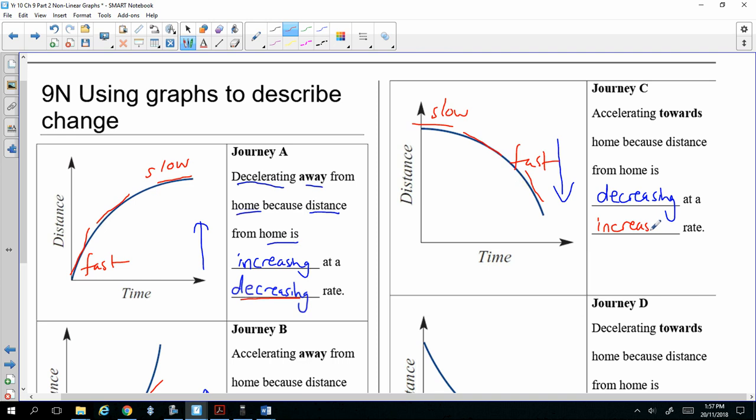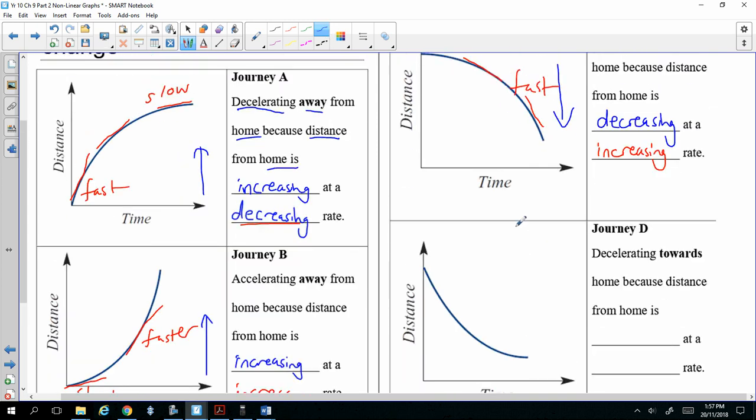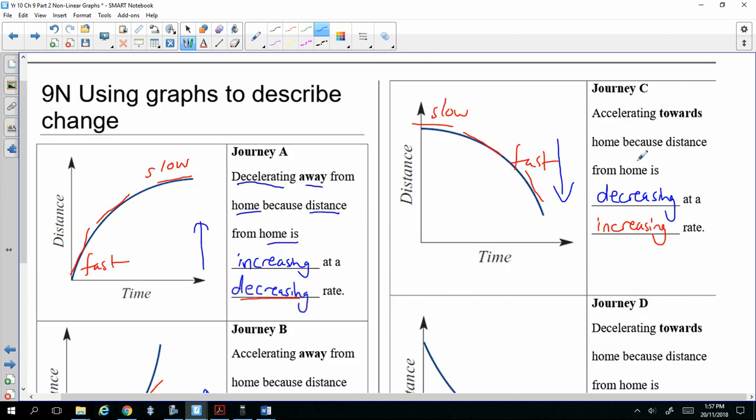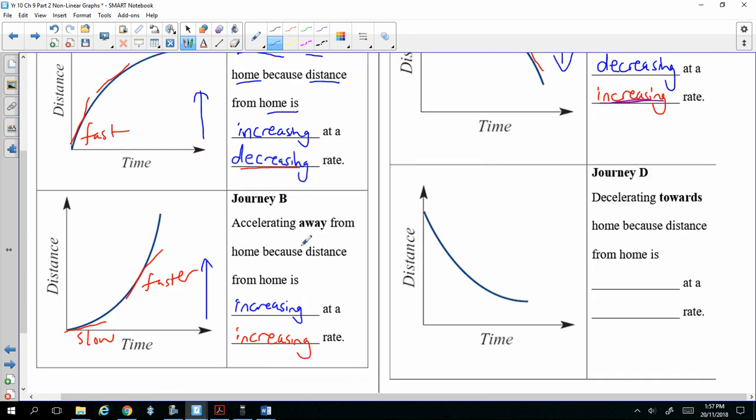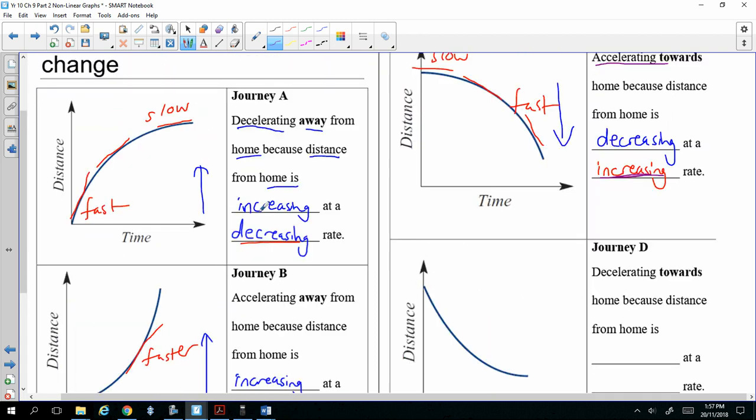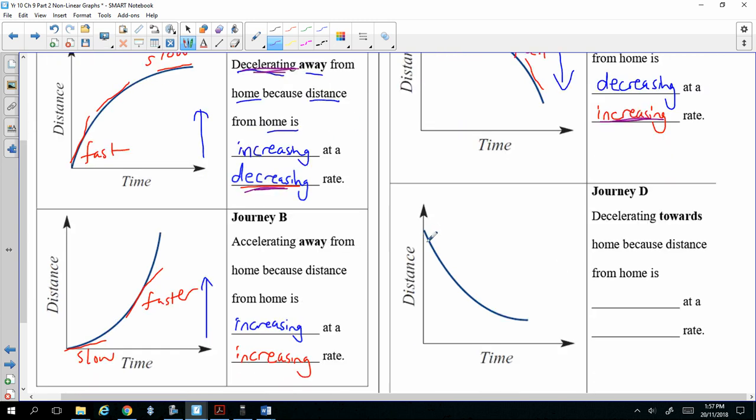Does that make sense? Now you know how to use graphs to describe change. So now we can describe the next graph. Like before, it's decelerating towards home. If it's increasing rate, I've got to highlight this. Accelerating if it's increasing rate, and if it's getting slower, we say it's decelerating. Okay. So in this case, it's decelerating, it's getting slower.